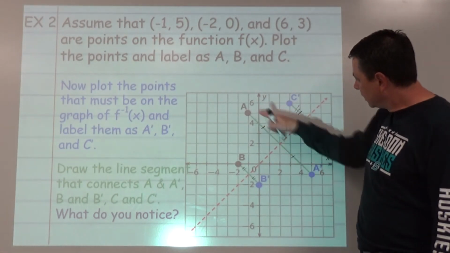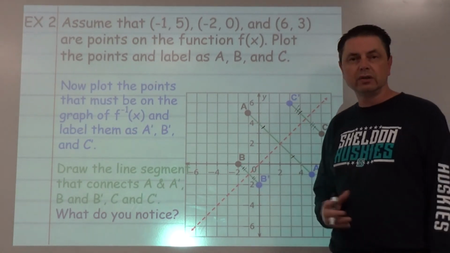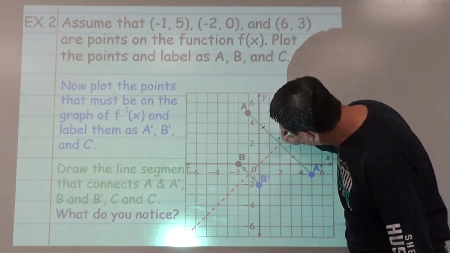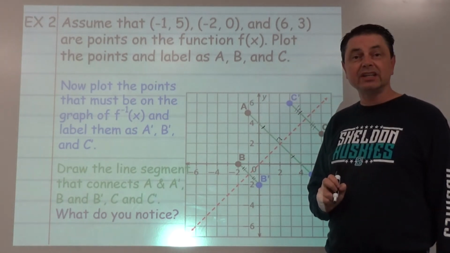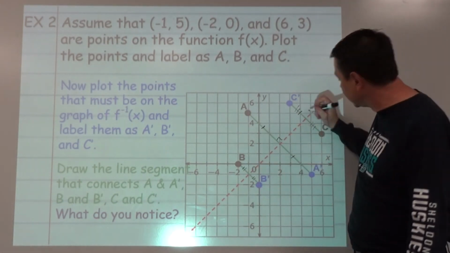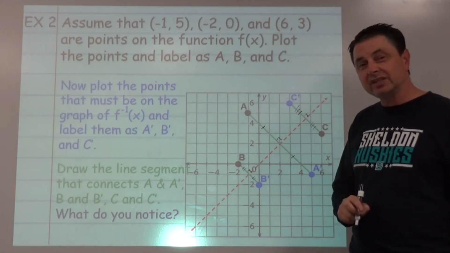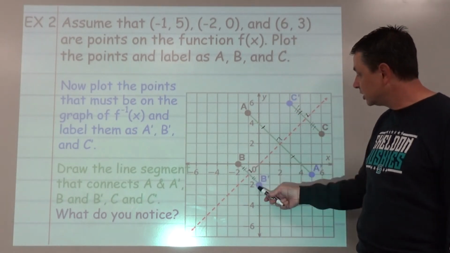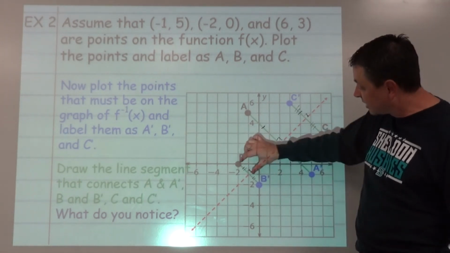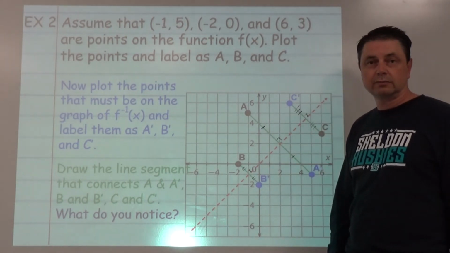What else? Well, when this segment intersects this line, what do you notice? It intersects at a right angle, at a 90-degree angle right there. So we would say that this line y equals x is a perpendicular bisector to each of these segments. Bisect means cuts it in half. Perpendicularly, it created right angles.